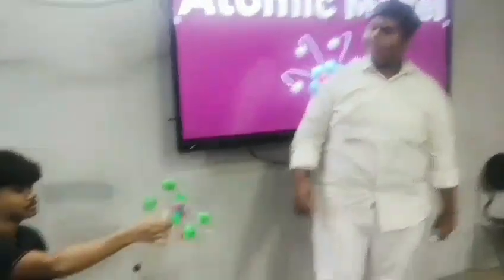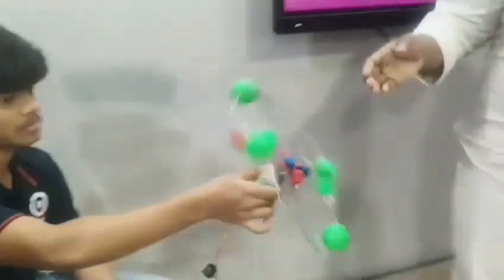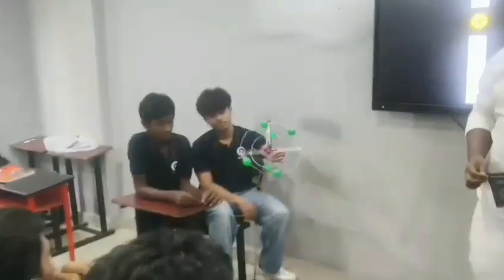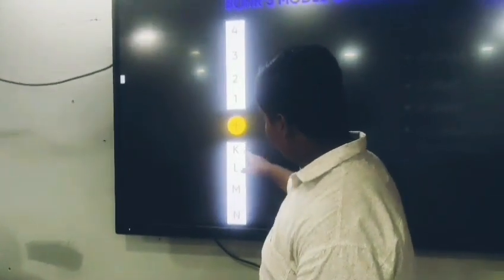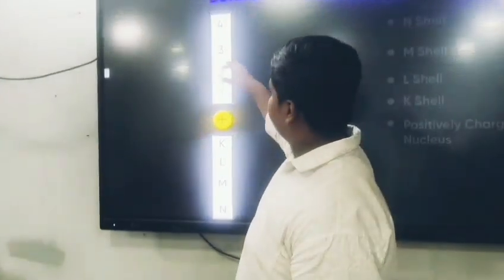Today I am going to explain Bohr's atomic model. The electrons revolve around the nucleus, which contains protons, in paths called orbits. This is Bohr's model of an atom. The orbits are named K, L, M, N and numbered 1, 2, 3, 4.